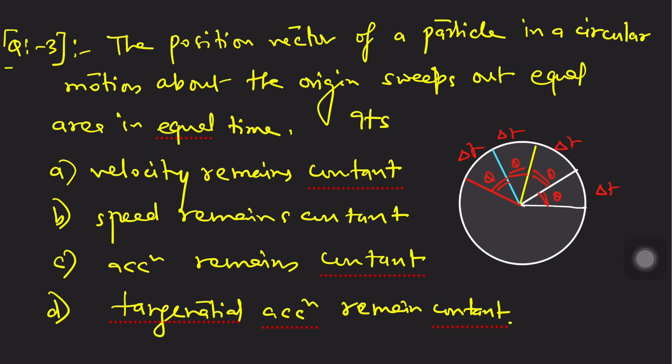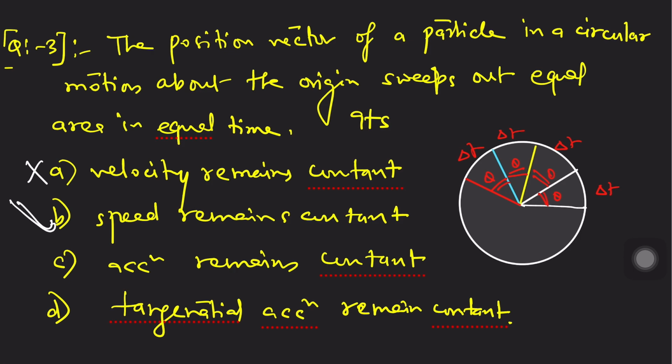Velocity remains constant, that is not possible at all if it is moving on a circle, so we eliminate it directly. But speed remains constant, yes. If speed is constant, we can achieve equal distances in equal amounts of time, and if we cover equal distances, of course we cover equal angles also. So if speed remains constant, we can achieve the required condition given in the question. This is possible.